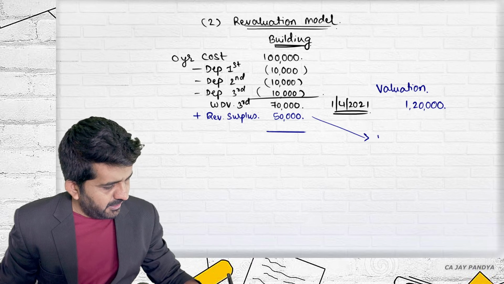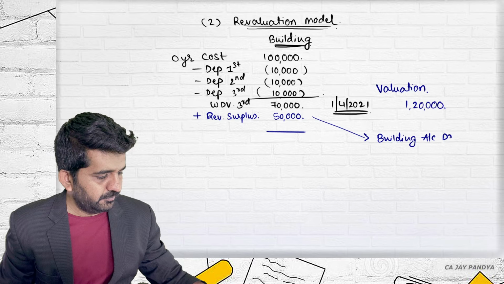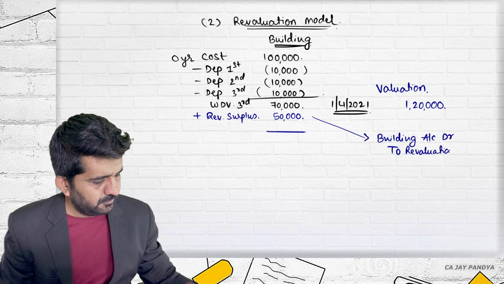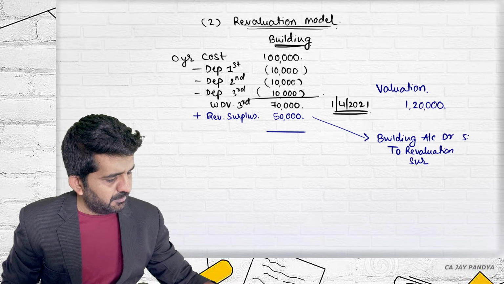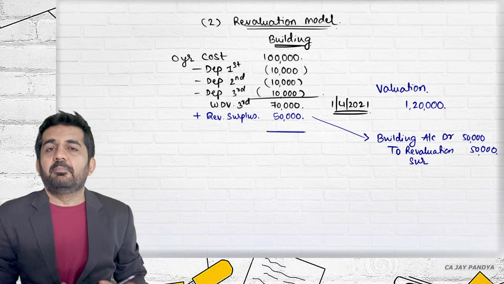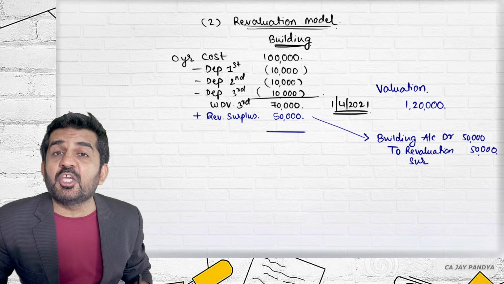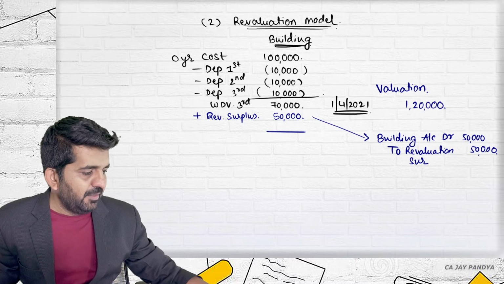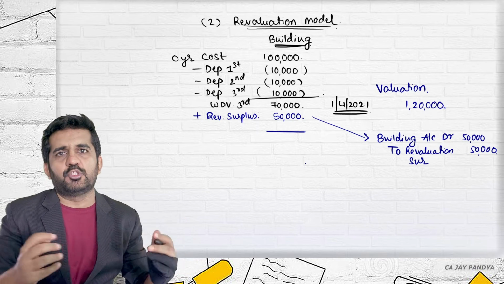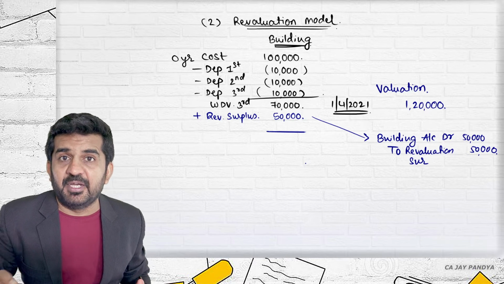Try to understand. Building account debit to revaluation surplus, by an amount of 50,000. Building will be added by 50,000 rupees. On the liability side of the balance sheet, under your equity, that is under your capital, you will be adding 50,000 rupees. So on the asset side 50,000 has increased, and on the liability side also 50,000 has increased. Is it permitted? The answer is yes.